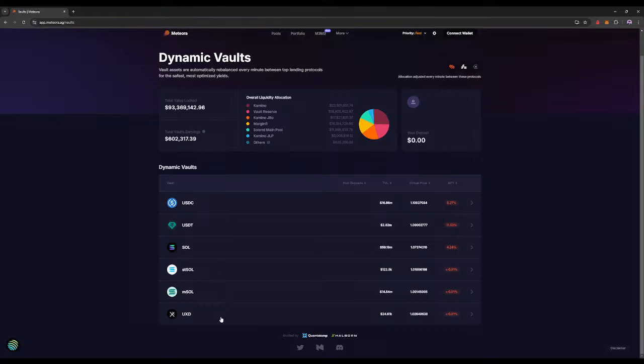So basically, when you're depositing capital into any of these vaults, it will automatically distribute that capital over the three major lending platforms on Solana, which are Save, which was formerly Solend, MarginFi, and Kamino. And as you can see, there's a real-time liquidity allocation pie chart available, and you can always see how much liquidity is being sent to which protocol.